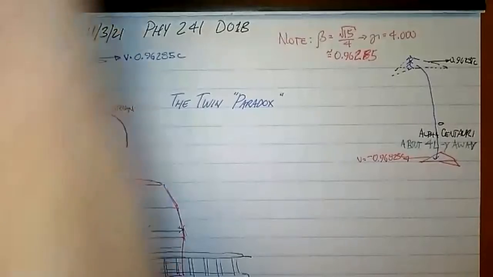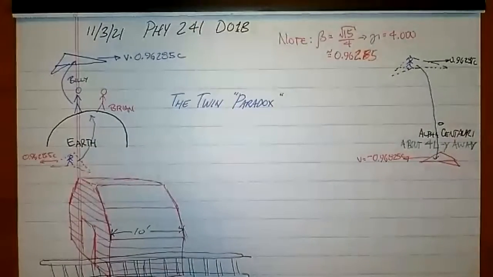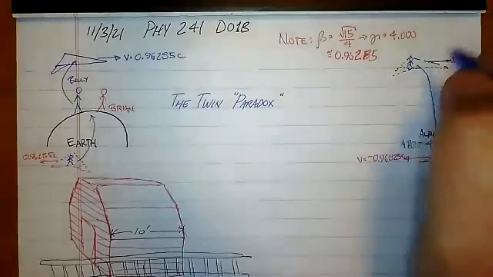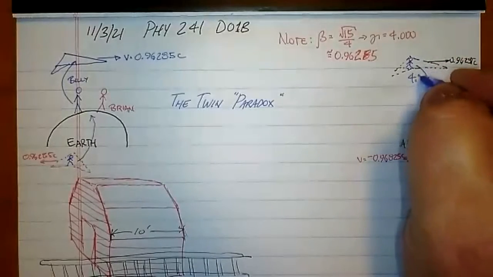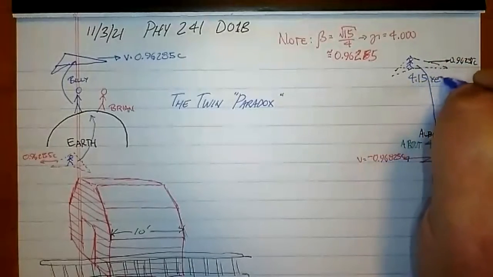In reality, that trip, according to you guys back here on Earth, including my brother, y'all are going to think that trip takes 4 light years divided by 0.96285 light years per year. And that gives me 4.15 years. So this trip will take me 4.15 years according to Earth.